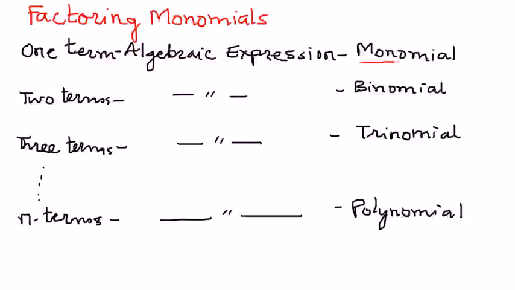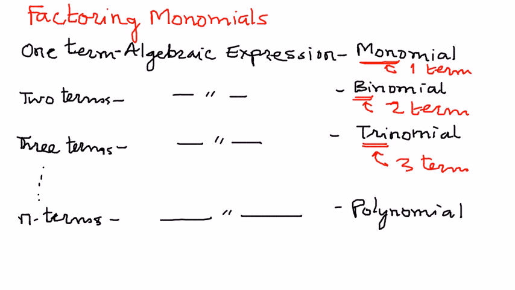Mono means one term. There is one term. Therefore, we call it a monomial. If there are two terms in an algebraic expression, we call it a binomial. Binomial means there are two terms in there. Two terms. Okay? And then if there are three terms in an algebraic expression, we call it a trinomial. Tri meaning three. There are three terms. So monomial means there is one term, binomial means there are two terms involved in that expression, trinomial means there are three terms involved in that expression, and if there are n terms, we call it a polynomial.